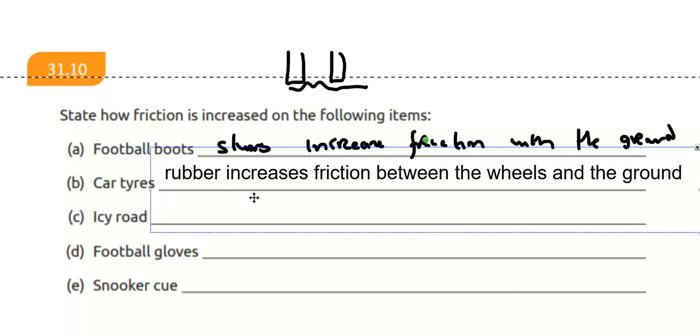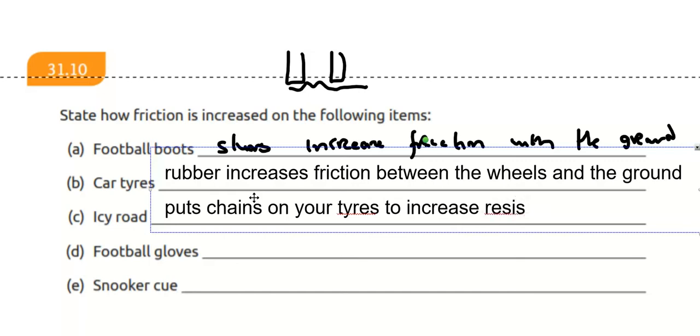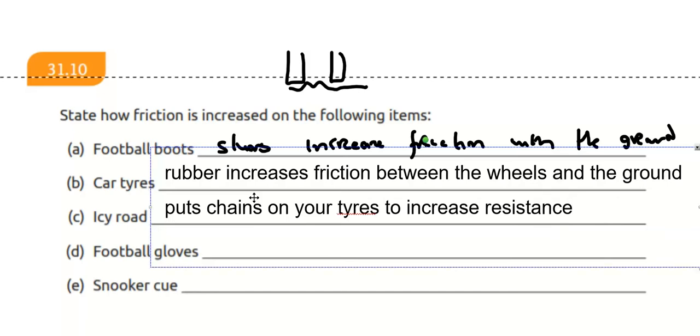Now, state where friction is increased on the following items. Icy roads. Well, you put chains on your tires to increase friction. Or sometimes you salt the roads to melt the ice, or you put grit on the roads to increase the friction on the ice.